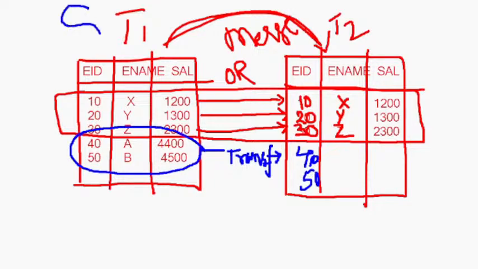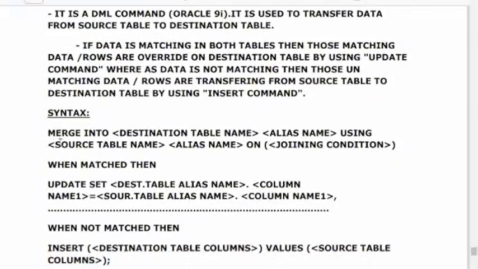T1 is a source, T2 is a destination, this is the concept of merge. Understand? Let me see. So now you can come out and see this. Okay? So merge syntax, observe. Merge into destination table, because I'm going to transfer my data into the destination table, with a compulsory alias name.